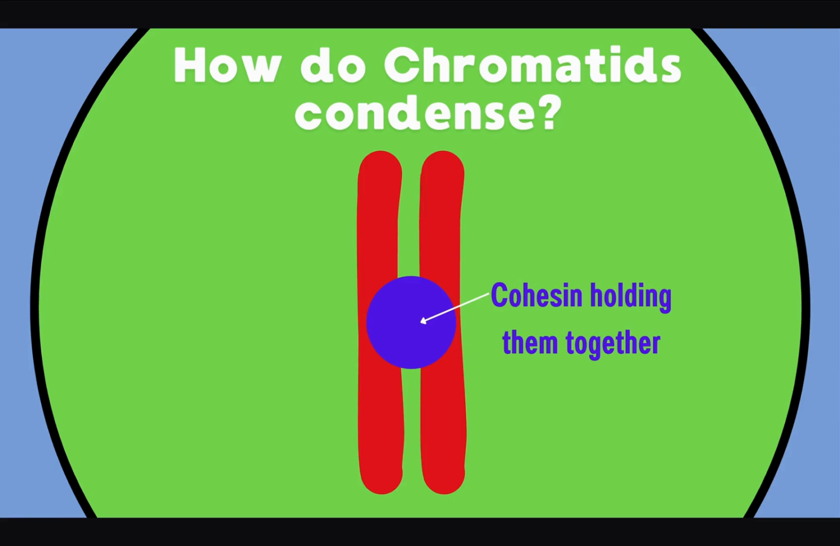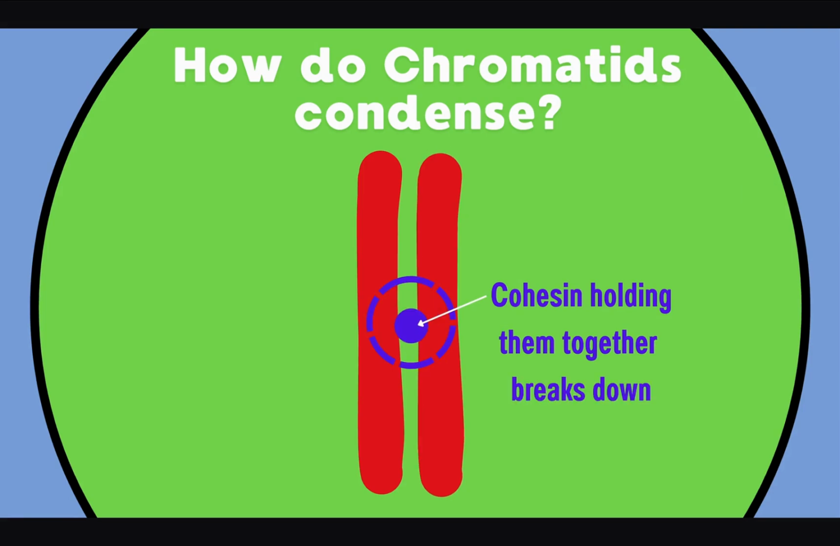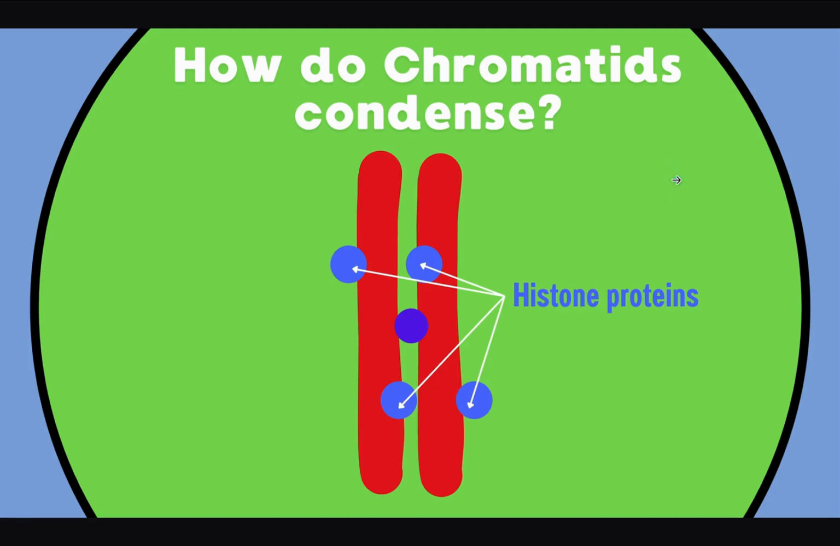So we see this cohesin holding them together. That's going to break down, but it's going to leave a little bit remaining in the middle to hold them together to form the chromosome later on. Alright? So as we've seen so far, the two uncondensed strands, each of them being a sister chromatid, are being held together by a little bit of cohesin proteins in the middle.